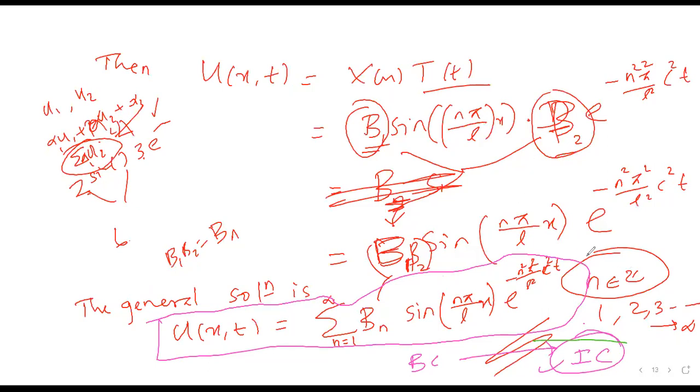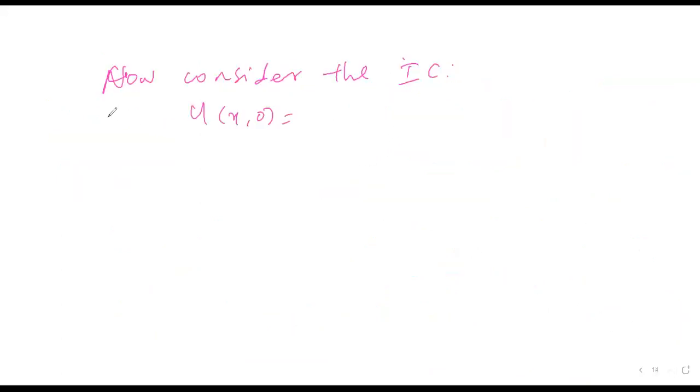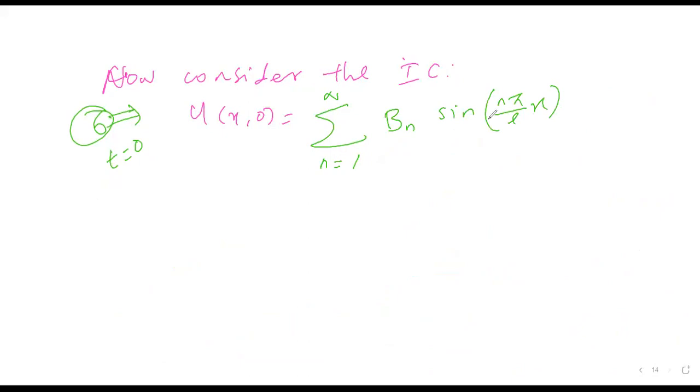Altogether, I can give this one as equation number 6. Okay, so in equation number 6, if you substitute t equal to 0, u(x, 0) is equal to the summation n equal to 1 up to infinity of, let's say, bn sine n pi x over L.